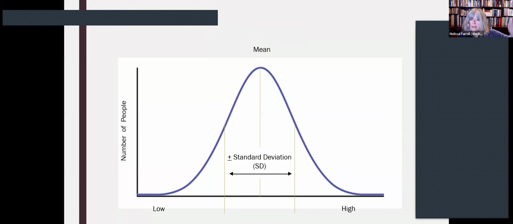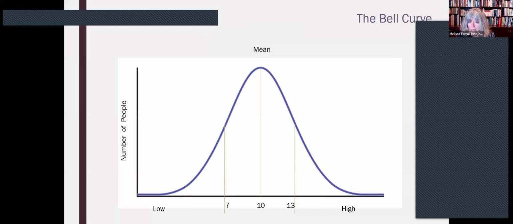So that first line should be a 7. And that last line should be a 13. Anything in that range from 7 to 13 captures the middle 2/3 of the population. So it should look something like this. Now if I was to say to you, my student earned a scaled score of a 12 on their reading decoding test, what would your original impression of that be?